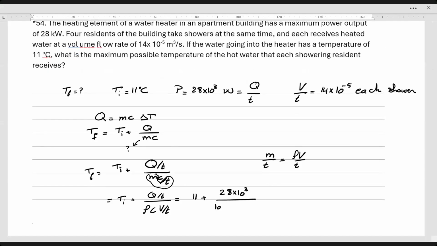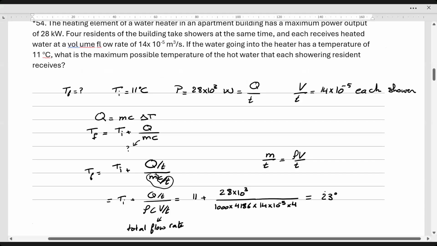Rho is just the density of water. C is the specific heat of water. And V over T is 14 times 10 to the power of minus 5. Now, one thing I have to account for is V over T here is the total flow rate. So I have to multiply by 4 to account for all 4 showers that we have in this building. And if you calculate this, you will obtain 23 degrees Celsius for the final temperature after heating.